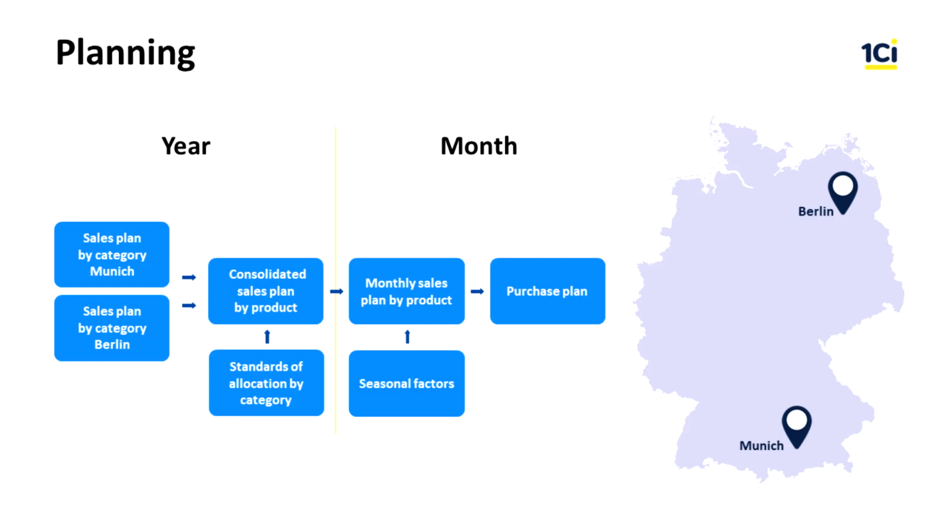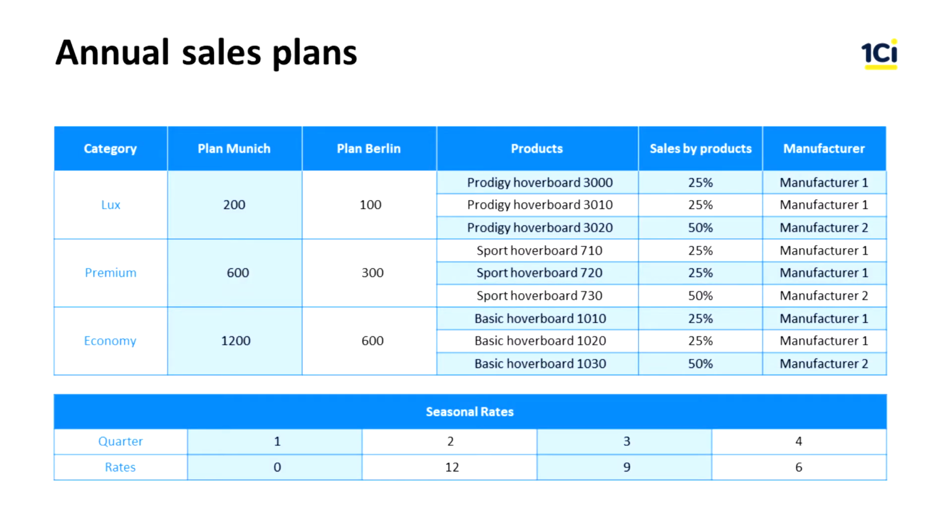seasonal factors. Here we use a simplified approach to planning purchases. Purchase plan exactly matches the monthly sales plan. Annual sales plan for the headquarters: Luxe 200 pieces, Premium 600 pieces, and Economy 1200 pieces. Annual sales plan for the remote office: Luxe 100 pieces, Premium 300 pieces, and Economy 600 pieces.